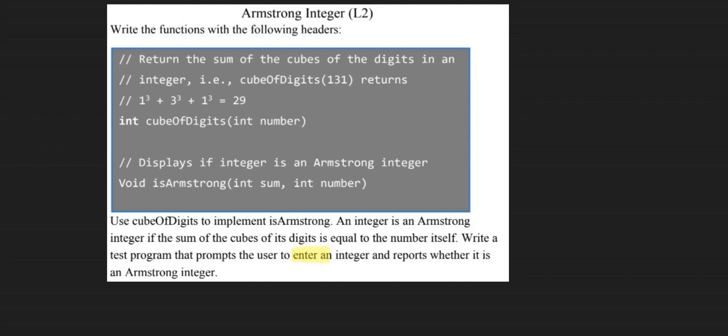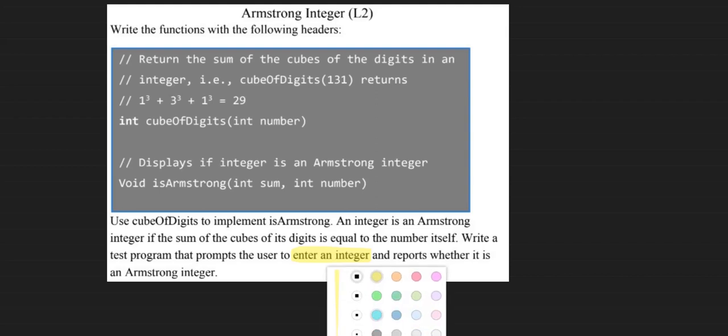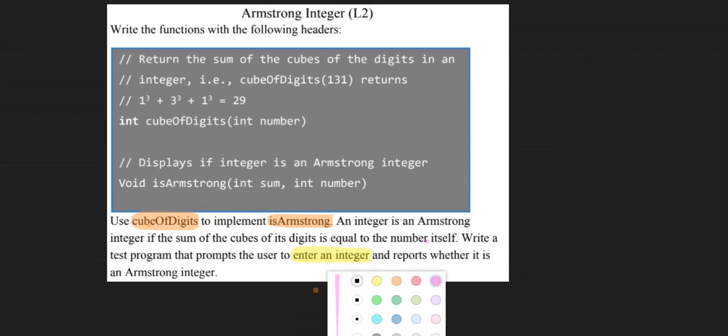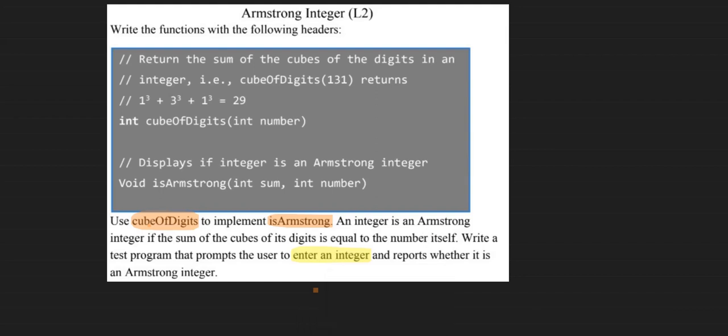So right away you identify your input, right? We have to enter an integer. Then we are looking at the processing. We want to find out the cube of digits and we want to find out is Armstrong. So those are 2 processes that you're going to have to deal with. And once you deal with those 2 processes, the output is very simple. We just have to state if an integer is an Armstrong integer, right? And that's it.